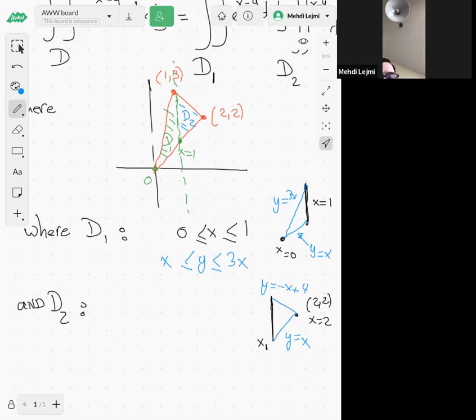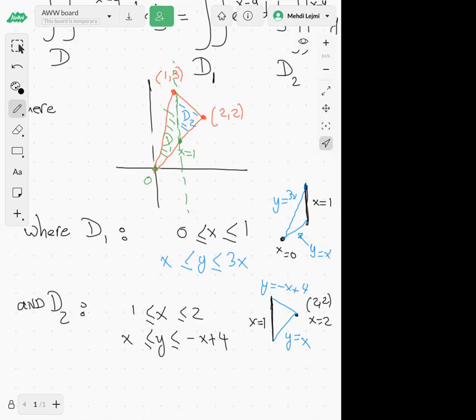Okay, so you can say your x is between 1 and 2, and y is between x and minus x plus 4. Did you get these bounds? Yes. Okay, does this happen with every triangle?